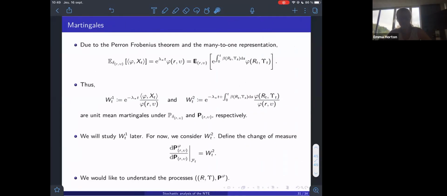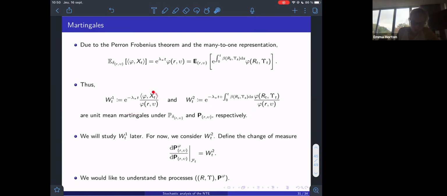But is there something else that we can do now? Is there some way we can improve this single particle behavior? What we did was to look at the average behavior of the system, but under the action of the right eigenfunction phi. If I apply phi to my system at time t, I've just got the growth of the system times phi of the initial position. So if I normalize by this term on each side, the expectation with the normalization is equal to 1. And so these two quantities are martingales.